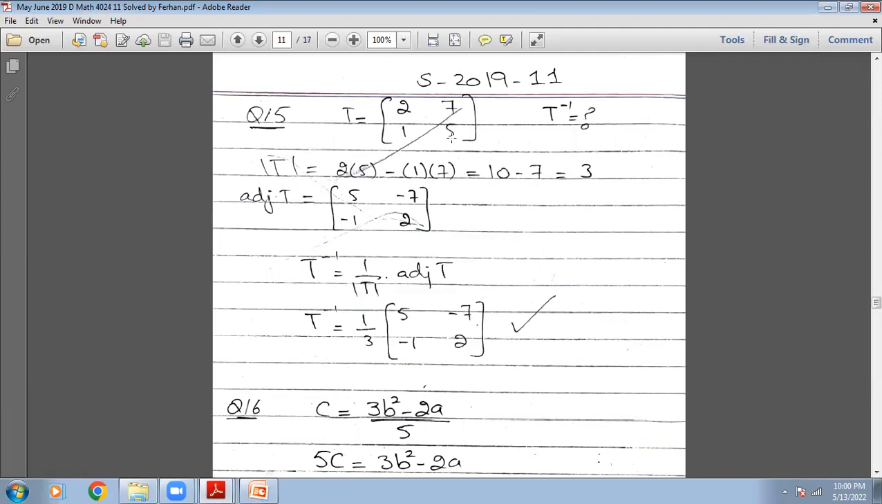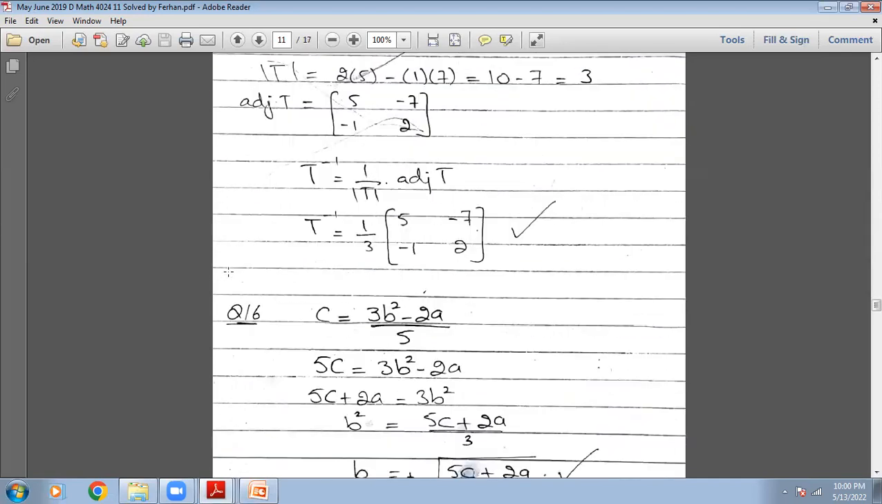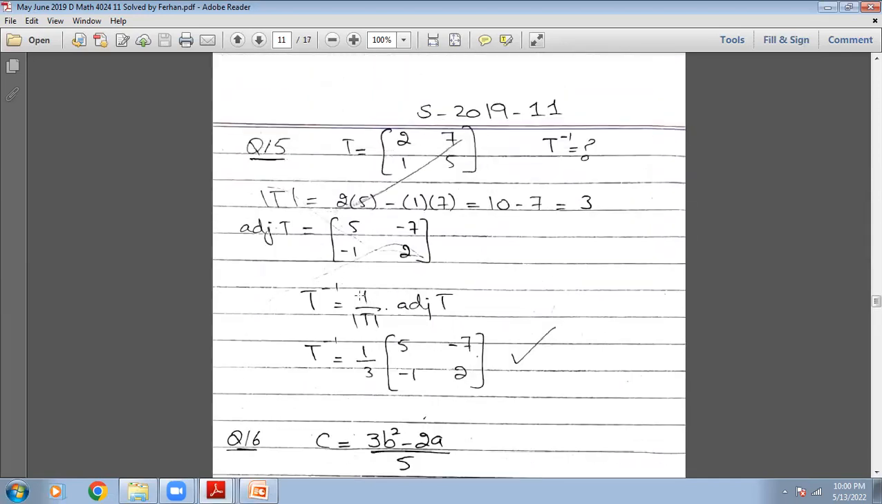First of all, we will find the determinant. If you want to find the determinant, I will multiply these two with each other, minus I will multiply these two with each other. So you will have 2 into 5 minus 1 into 7, and it will be 10 minus 7, and that will be 3. Then I will find the adjoint of T. I will change the location of these two, and I will change the sign of these two. So you will have 5, minus 7, minus 1, 2. So the formula for the inverse is 1 by T determinant into adjoint of T. Just put those values: 1 divided by 3 into 5, minus 7, minus 1, 2. So that was question number 15.